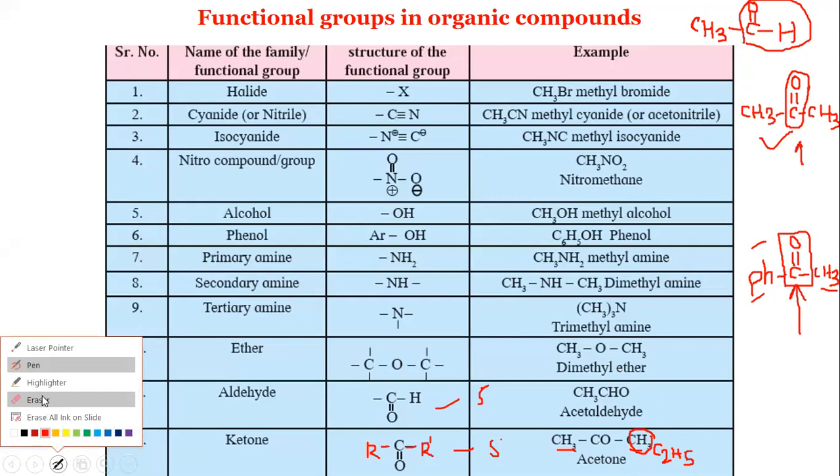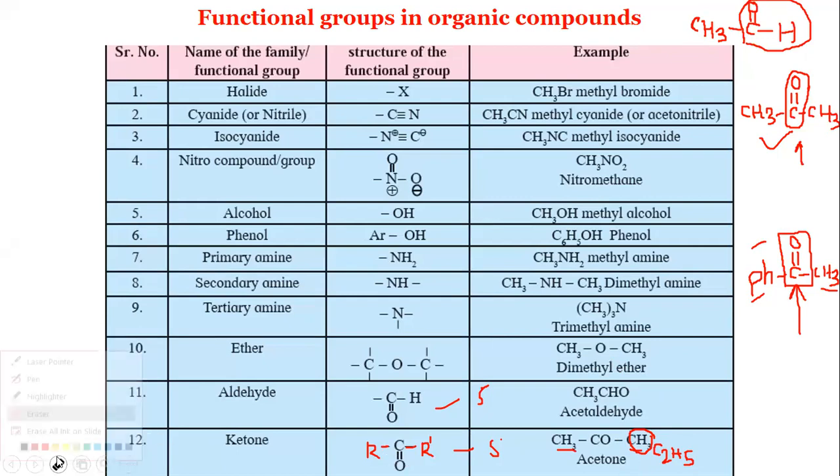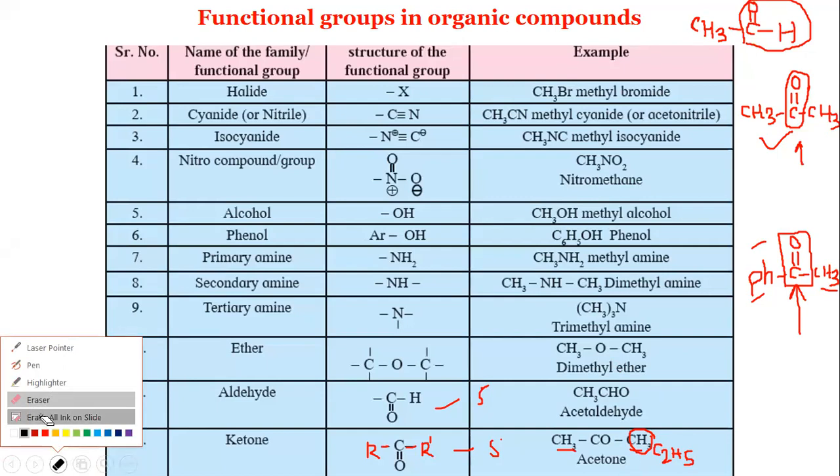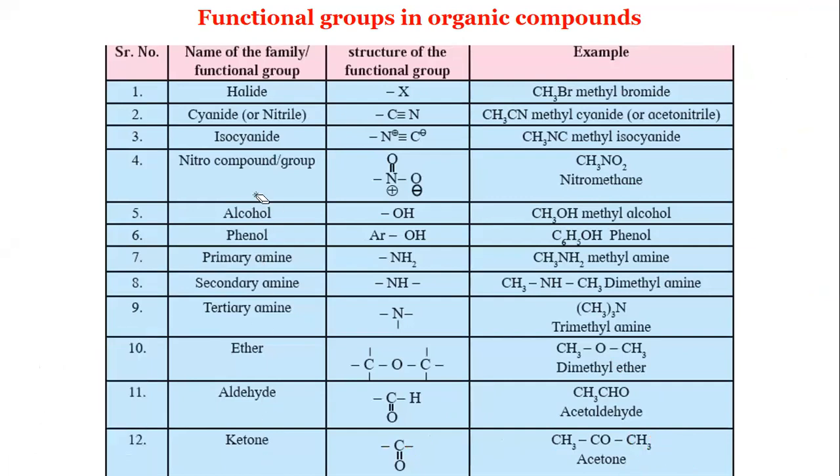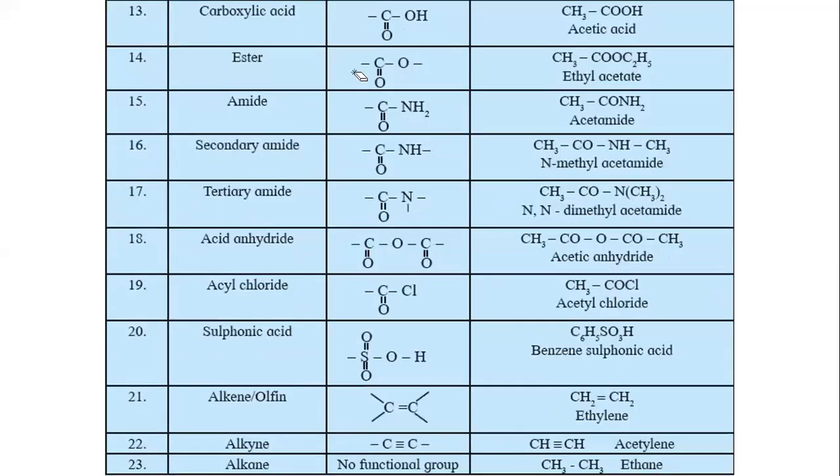So we completed here 12 functional groups. These are the different functional groups: how to identify nitro, alcohols, phenols, primary amines, secondary amines, and aldehydes, ketones. Some examples are also given here.